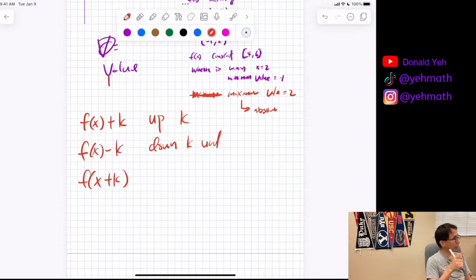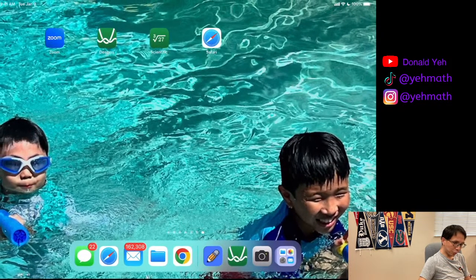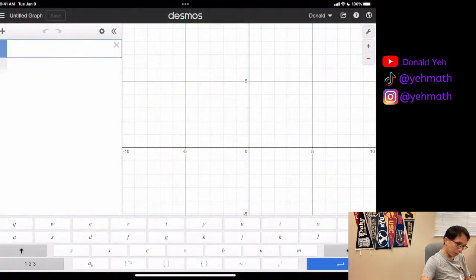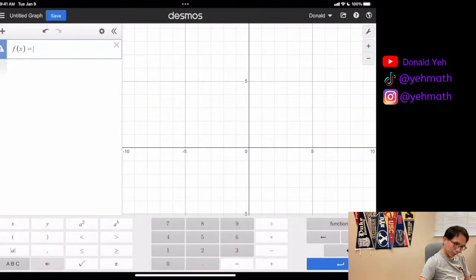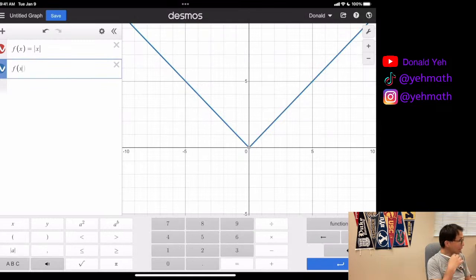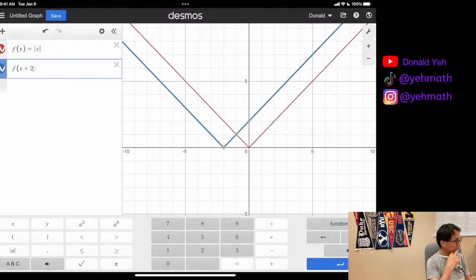Did anybody think it's going right? Raise your hand if you think going right. That's fine. Let's see if it's true, okay? So I'm going to just name any functions. Say f of x is equal to, I'm going to pick an easy one, absolute value of x. Let's try it. Instead of f of x, I'm going to say f of x plus 2. What does the graph do? Going to the left. Got it? Inside the parenthesis is opposite.